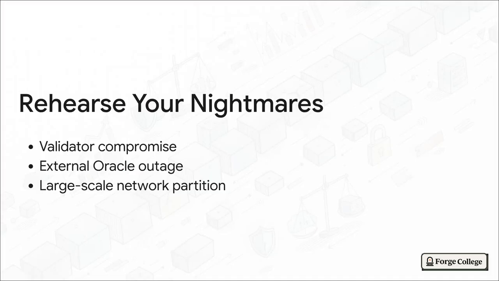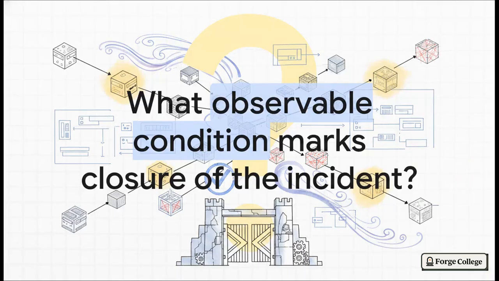Once your monitors are in place, you need to run tabletop drills for some very specific sweat-inducing nightmares, a validator compromise, a total Oracle outage, a large-scale network partition. You have to actively rehearse these scenarios to ensure your instant containment and failover sequences are completely battle-ready long before a real crisis hits. Which leaves us with one final, provocative question to ask yourself after every single drill. What observable condition marks the closure of the incident? You need to know exactly what recovery looks like and when it is officially 100% complete.